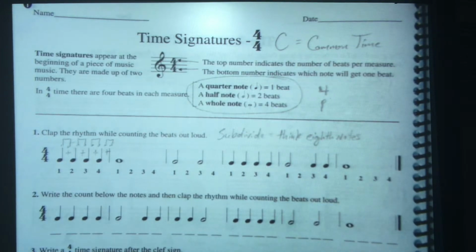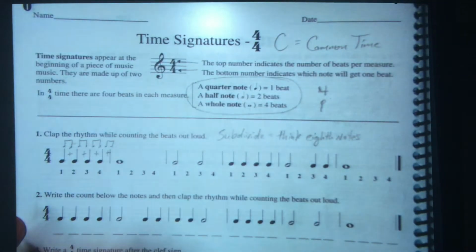So if we do the whole thing from left to right, here's number 1. 1 and, 2 and, 3 and, 4 and, 1 and, 2 and, 3 and, 4 and, 1 and, 2 and, 3 and, 4 and, 1 and, 2 and, 3 and, 4 and. Piece of cake. So we got that done.